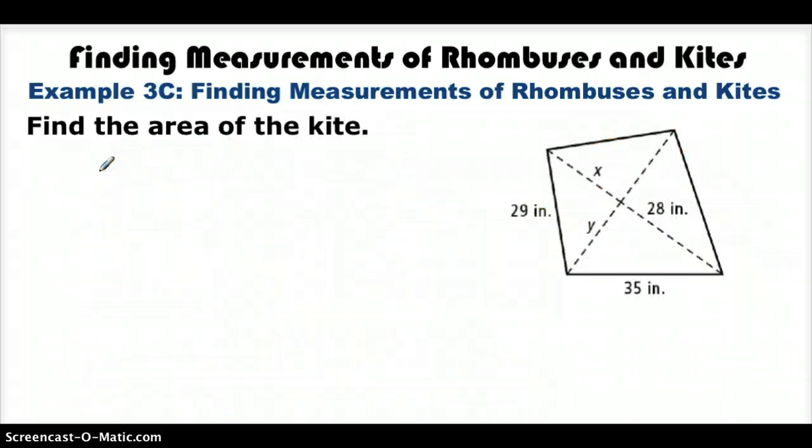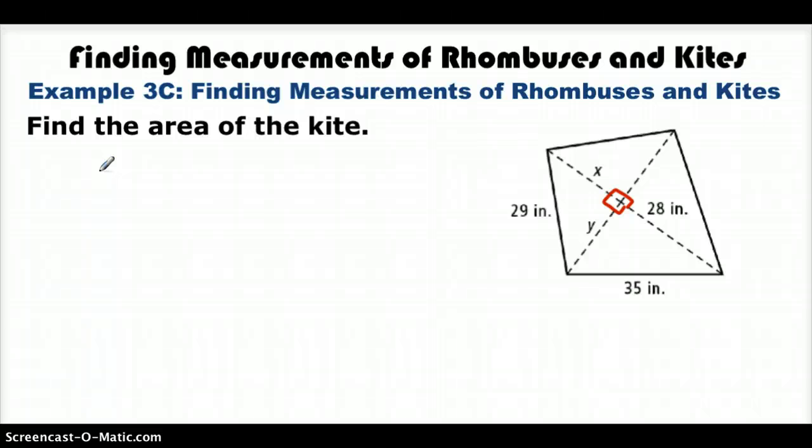It says find the area of this kite. This problem's a little bit more involved, and here's why. It doesn't actually give us the measurements of either of the diagonals. We do know, first of all, that these are all right angles here. It's important to understand that those are perpendicular. But we have to figure out x and y.